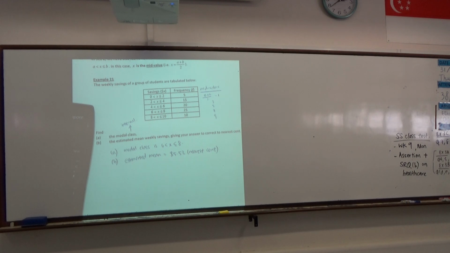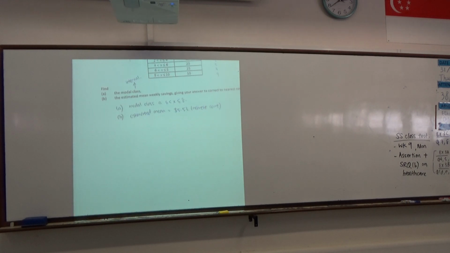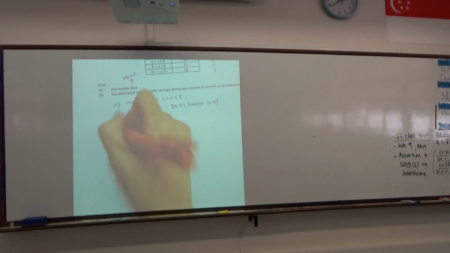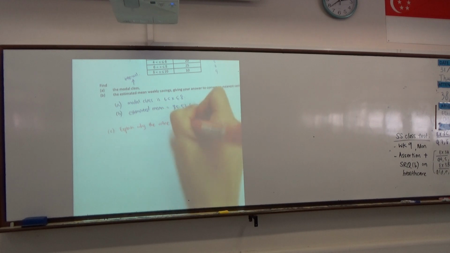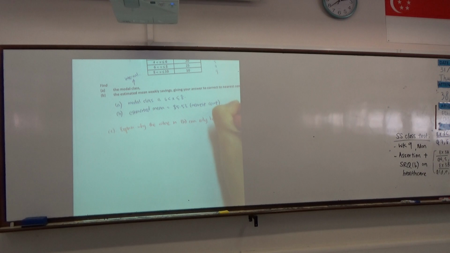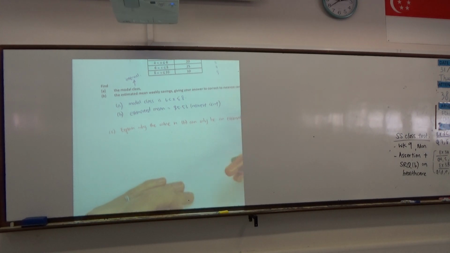Okay, so in case you are wondering, so additional question. So say for example part C, it asks you explain why the value in B can only be an estimate. Okay, explain why the value in B can only be an estimate.